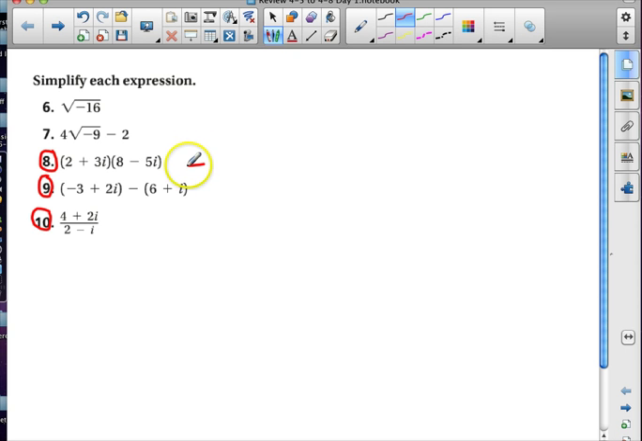So first times first, 2 times 8 will give me 16. Outside times outside, 2 times negative 5i will give me a negative 10i. Inside times inside, 3i times 8 will give me plus 24i. And last times last, 3i times negative 5i will give me a negative 15i squared. Then we would combine like terms. So we're going to take negative 10i plus 24i, which will give us 14i.